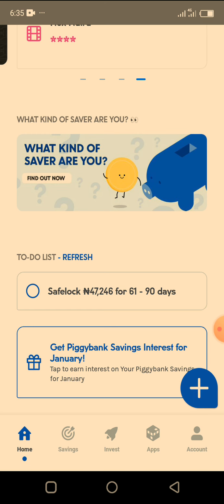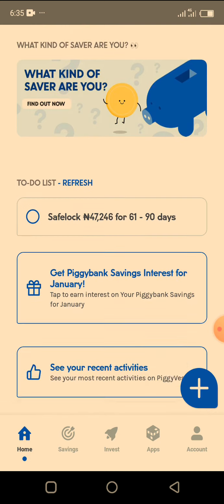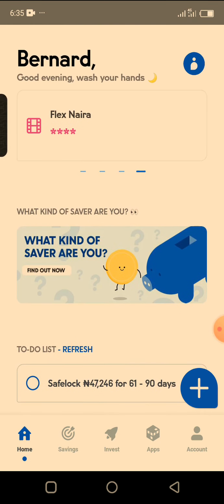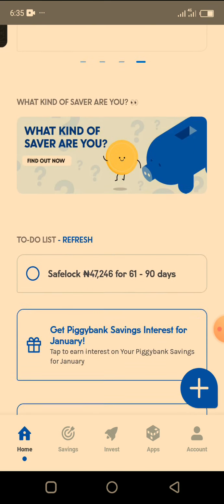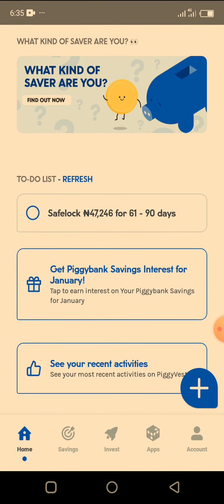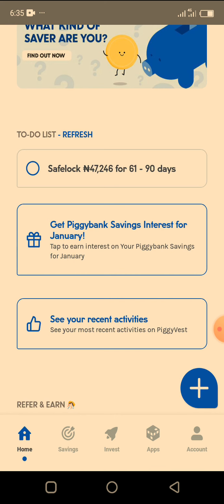You understand? So Piggyvest is for you to save money. It teaches you how to save money. In fact, it's an app that will help you save more. Okay, now this is the home screen. See how it looks. So we have the things to do here. We have a to-do list. You can always refresh this.